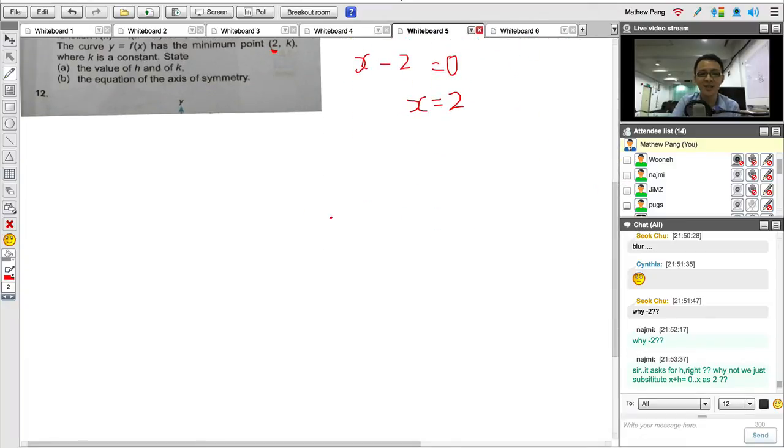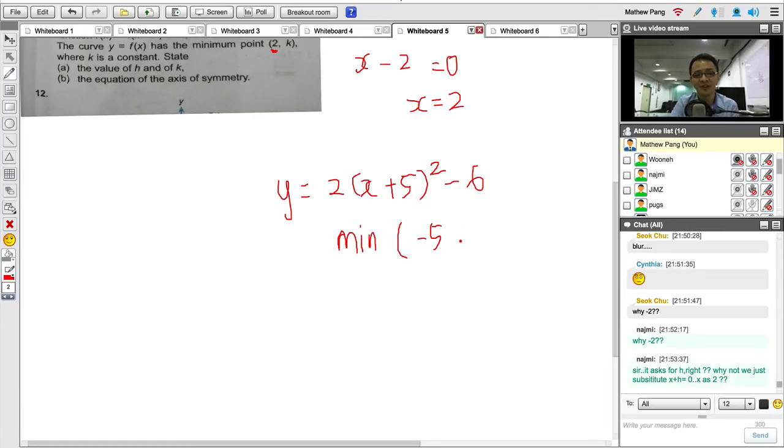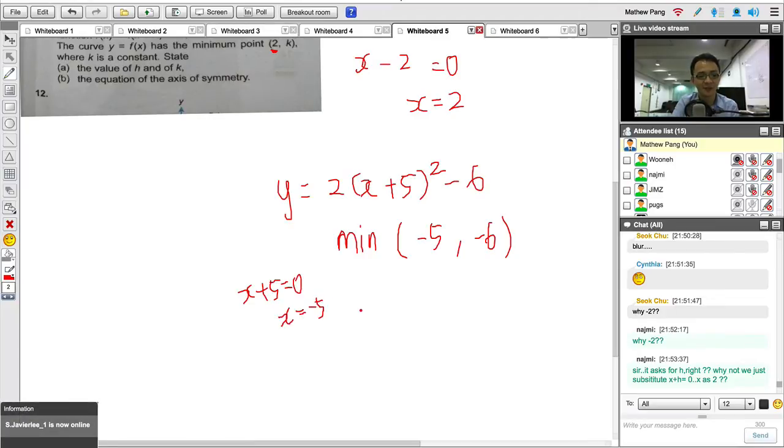That's why just now I said, if I got y equals 2(x plus 5) squared minus 6, my minimum point will be (negative 5, negative 6). We didn't take 5, did we? Because taking 5 is wrong. Because you have to imagine x plus 5 equals 0, then x is negative 5. Alright, this is something quite important.